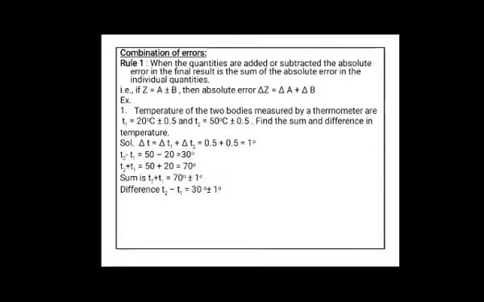Now let us see the second rule. Second rule is when two quantities are multiplied or divided. Means you are multiplying and you are taking the division. Since you are multiplying and dividing the terms, relative error will come. When you are adding and subtracting, absolute error.